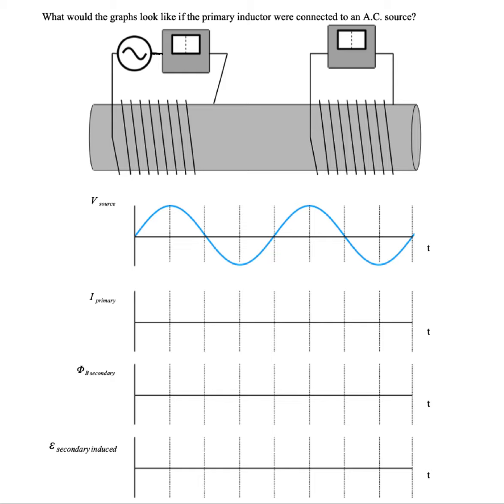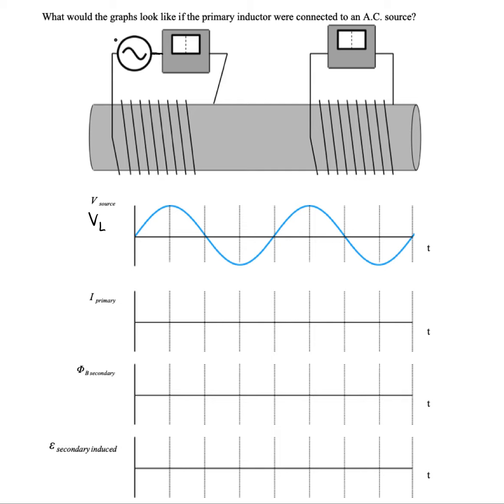What happens to the coil on the right if we connect an AC source to the coil on the left? The voltage of the source is shown for us. Now the source voltage is going to match the inductor voltage here. They would have the same basic graph shape.